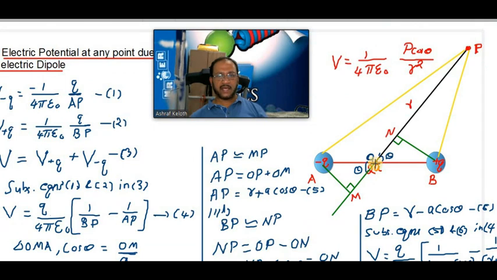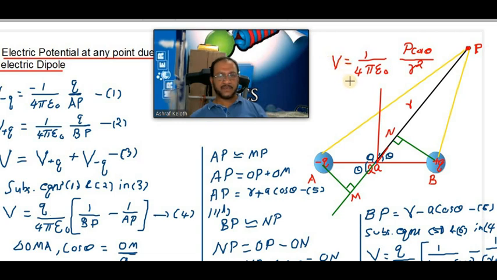If you take a point on the axial line, theta is 0, so cos 0 is 1, and the equation becomes 1 by 4 pi epsilon naught P by r square. Now if I take the point on the equatorial line, what is theta from the axis of the dipole? It is 90 degrees. Cos 90 is 0, so V equals 0.